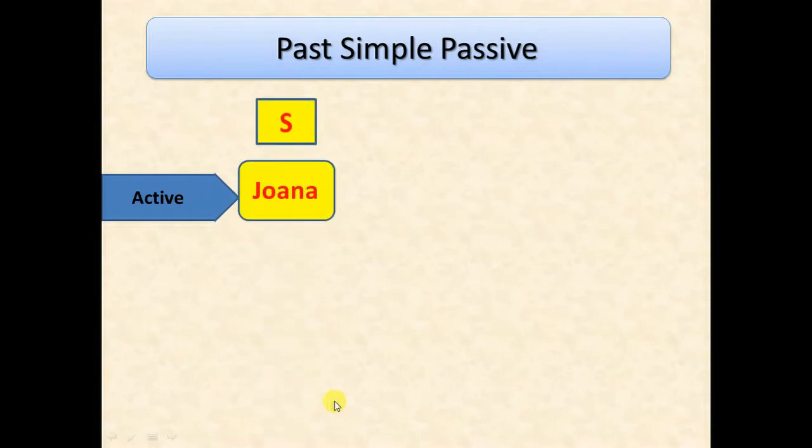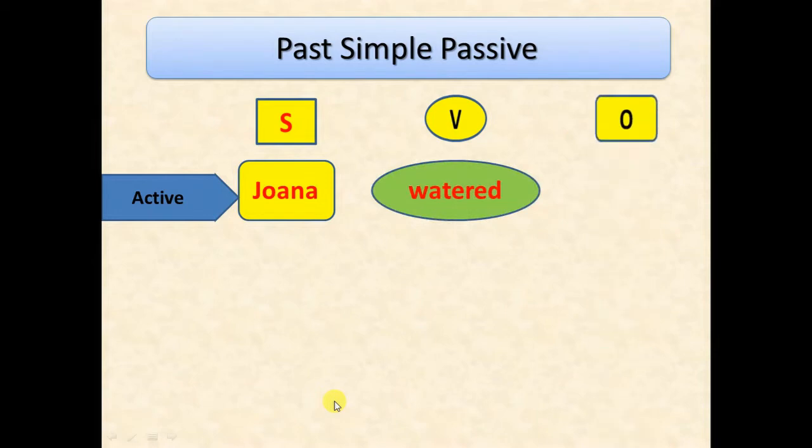Okay, subject Joanna, verb watered. So we have the same sentence intentionally. And this time watered is in the past simple. It's not waters. Okay, so Joanna watered the plants. Subject, verb, object.